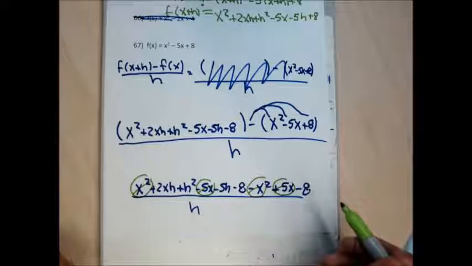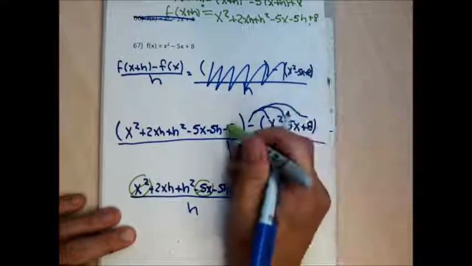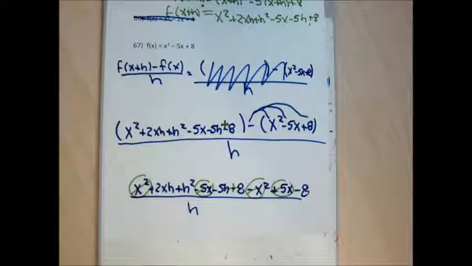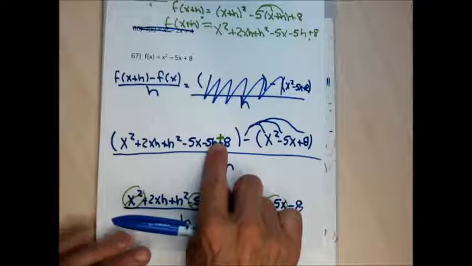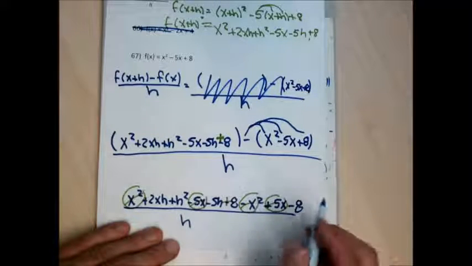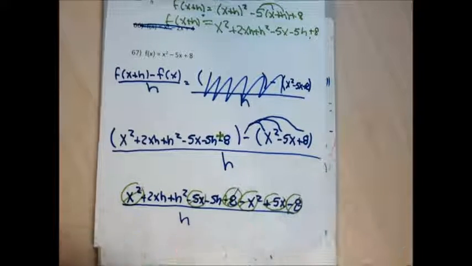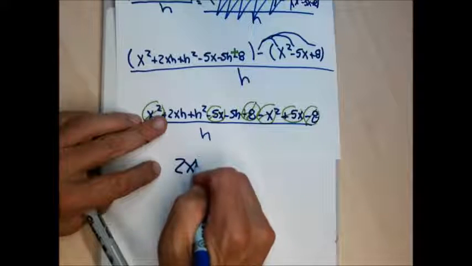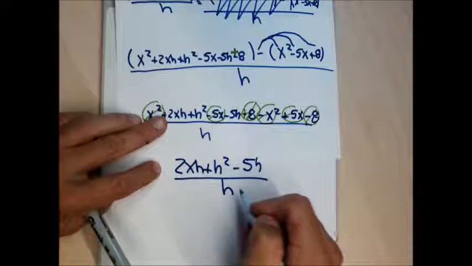And there's a mistake here somewhere. Did it again. This right here was supposed to be a plus 8. I wrote a minus 8. The second time I did this, this should be a plus 8. Everything that doesn't have an h should cancel. And for whatever reason, I am having issues dragging down my signs. That should be a plus 8 there. And this plus 8 that I recalibrated should cancel with that minus 8. That's going to leave me in the numerator with 2xh plus h squared minus 5h. And in the denominator, I just have a solo h.